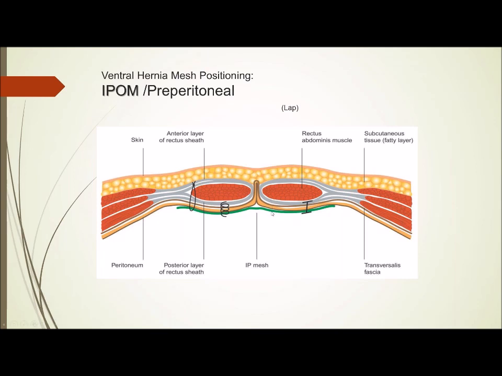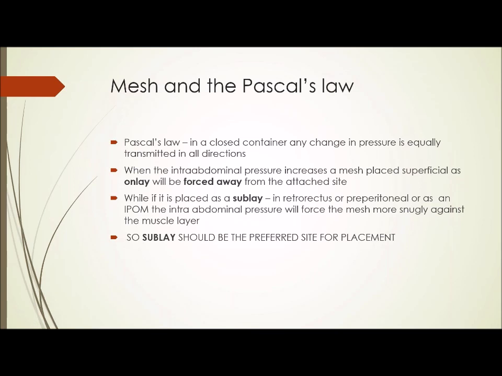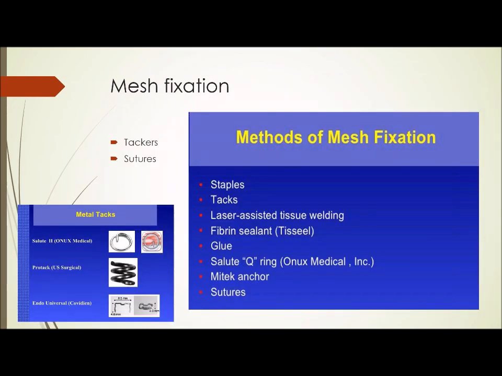You can have an IPOM, you can have a pre-peritoneal, or you can have a sublay in front of the posterior rectus sheath. Right? So these are the preferred sites. The best fixation, I've just shown you some of the clips that we use. Basically, this is the most common tack to be used. I think almost 80-90% of tackers being used all over the world are basically ProTack. This is non-absorbable, but you have a whole lot of methods of mesh fixation.